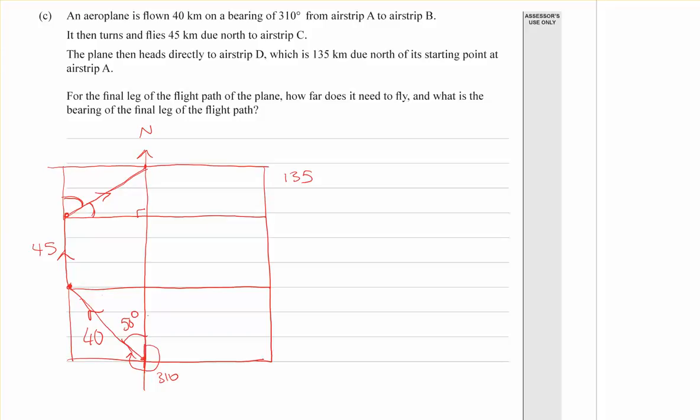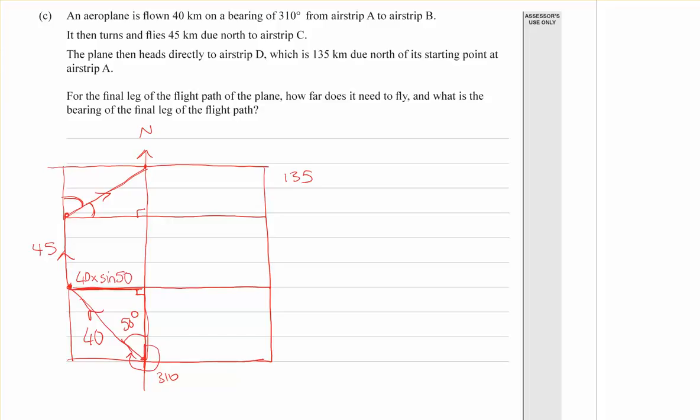So let's move back down to this triangle, because we know lots about this triangle. We've got an angle and a side. Now here's the opposite side to the 50, so that would be sine. So the length of this side will be 40 times sine of 50.